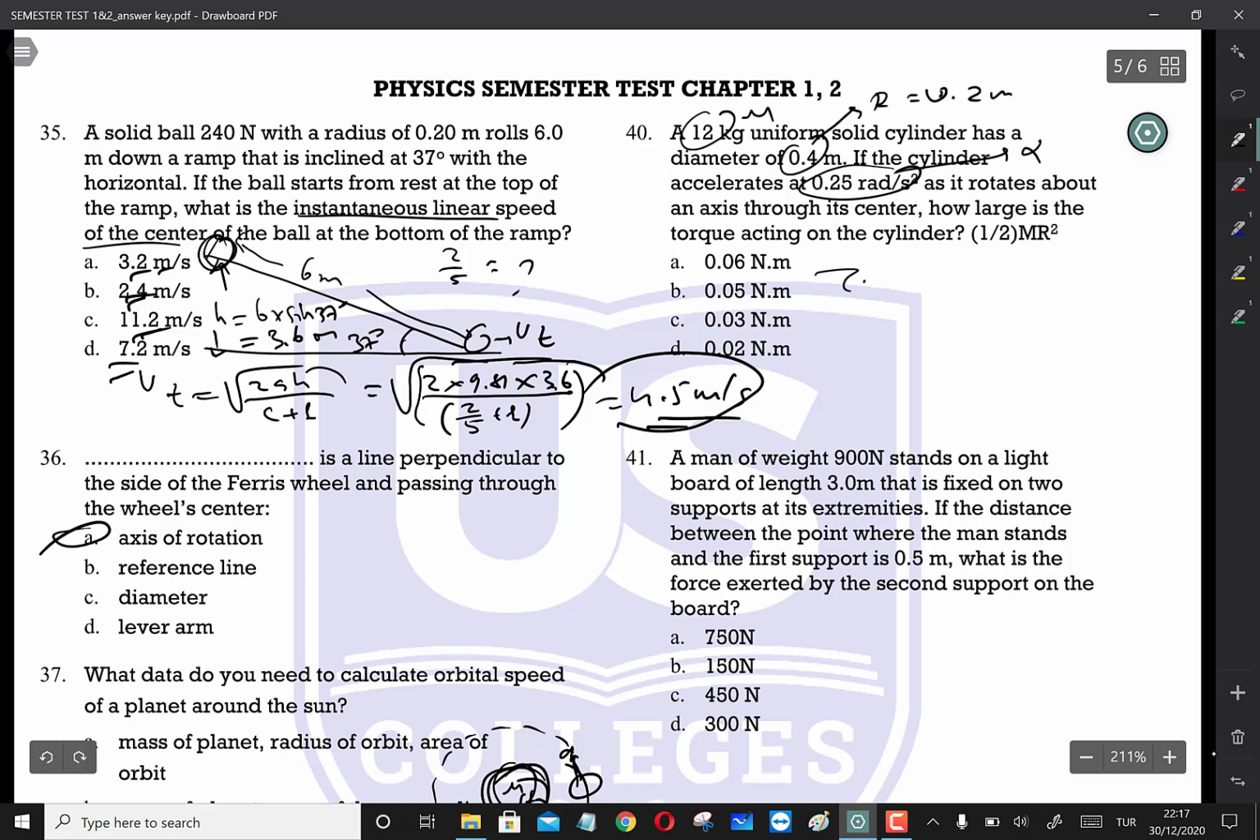We can calculate the torque by Newton's second law for rotation. I is given as 1 over 2 m r squared, and alpha is also given. So let's write the numbers: m is 12, r is 0.2 squared, multiplied by alpha, 0.25. Let's multiply them all: 1/2 times 12 times 0.2 squared times 0.25, which is equal to 0.06 newton meter, which is A.